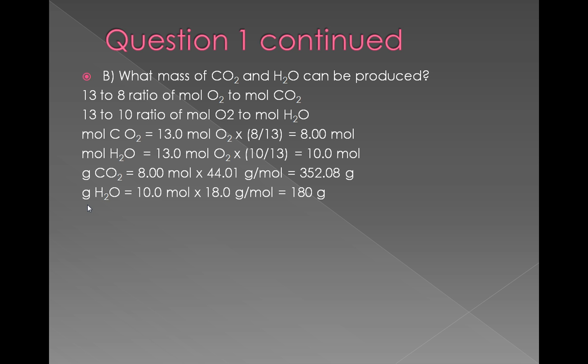Now you multiply the 8 moles of carbon dioxide by its molecular mass of 44.01 grams per mole, and that gives you 352.08 grams of carbon dioxide produced. For the grams of water produced, it's 10.0 moles times 18.0 grams per mole, and that gives you 180 grams.